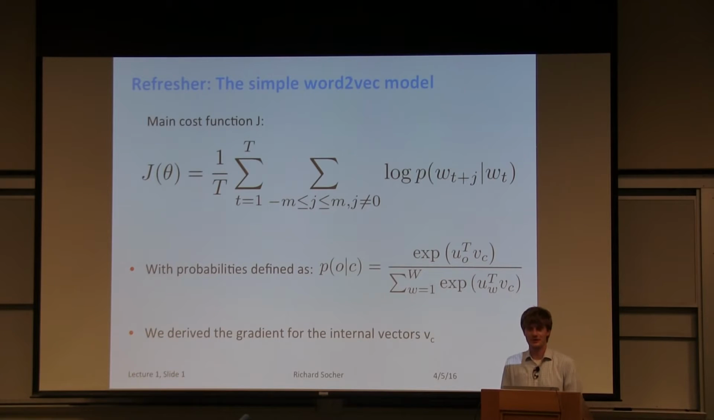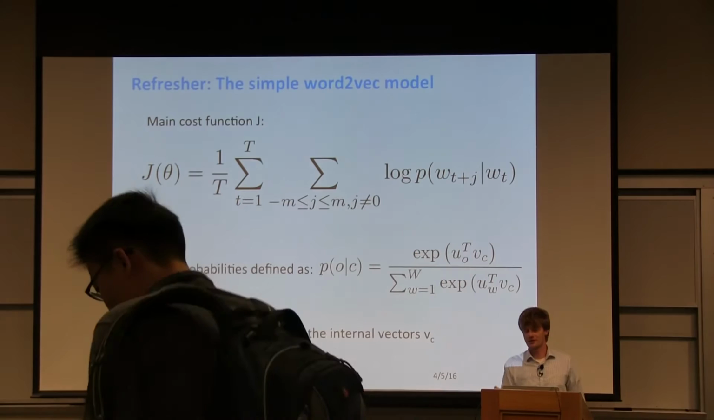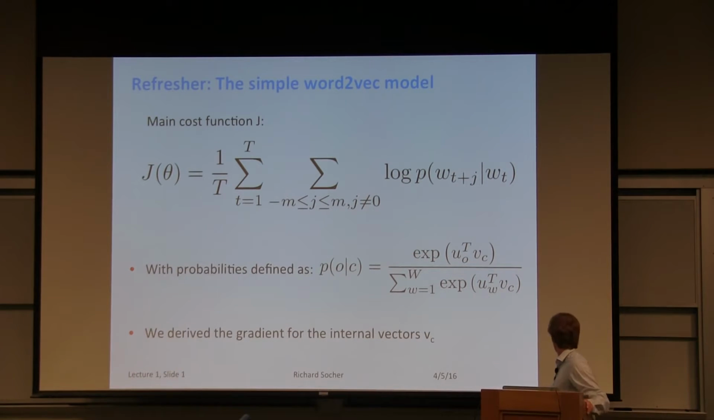So let's refresh where we ended off last week. We basically had our main cost function J of theta, which had all the different word vectors in it, and we'll go over all these details a lot more today. I think there's one typo also. So u are the outside vectors, u of o is the index of that word vector, and v are the inside vectors. And let's go over this model in detail again.